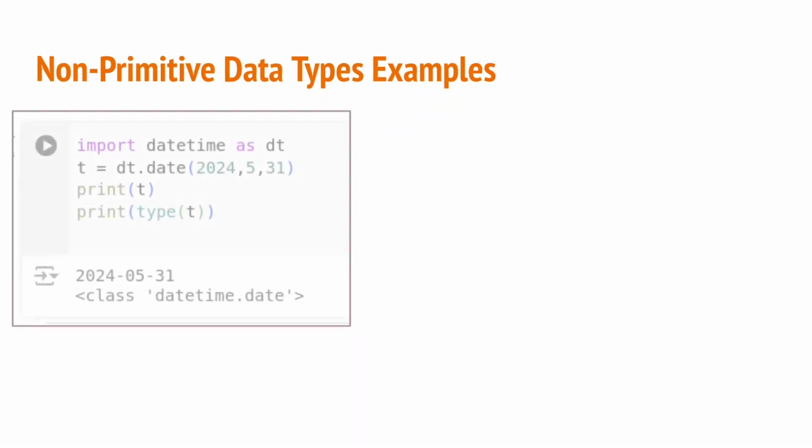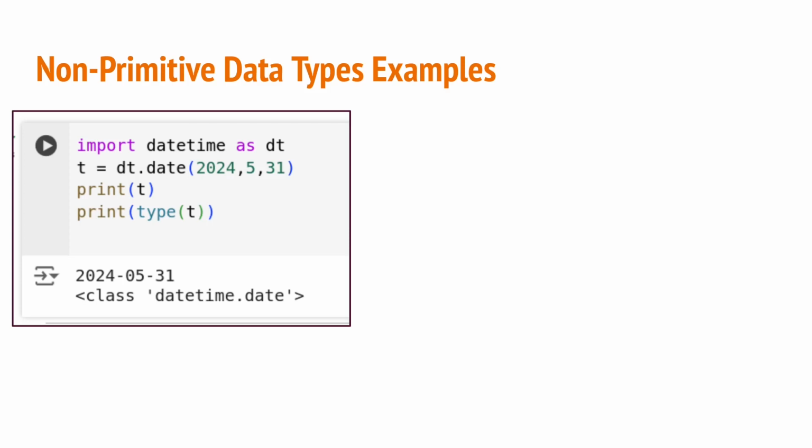So some examples of non-primitive data types, I first have to import datetime. And when I import datetime, I can import it as an alias, because every time I want to call a function that's in datetime, I have to put datetime. So instead of that, I give it an alias called dt. So import datetime as dt. And then now I'm defining a variable t and assigning it a value of a date. So I put dt.date(2024, 5, 1). This is year, month, and day.